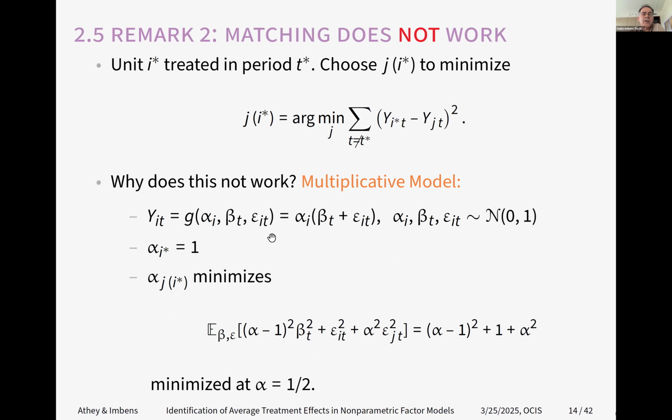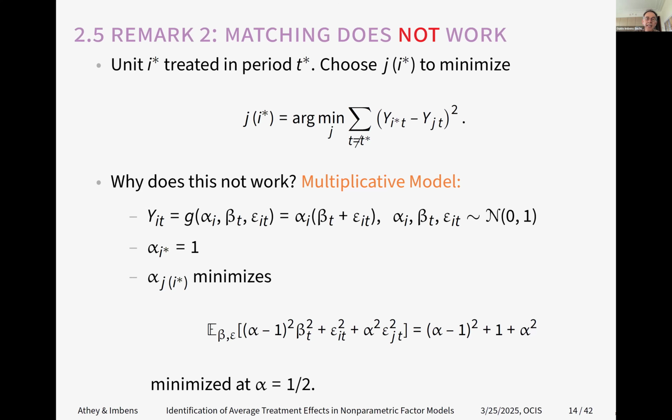And so the second comment is that one approach that is used very widely in the cross-section case, and that you might think could work here under some conditions, doesn't actually work. If we try to estimate the potential control outcome for a unit I star who is treated in period T star, by finding a unit J that has outcomes as close as possible to unit I star in all the non-treated periods, in all the control periods. So if we match the unit I to a unit that is as similar as possible in their outcomes, you might think that, if there are a lot of units to choose from, that would lead you to a unit J where alpha J is similar to alpha I star. But that's not necessarily the case.